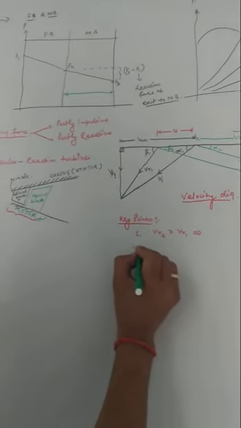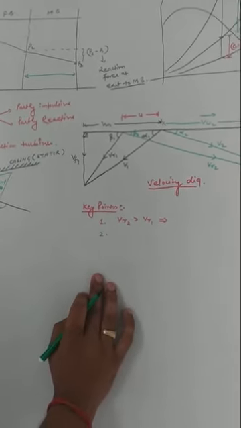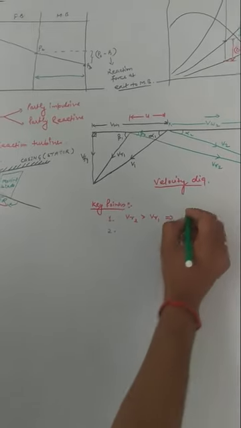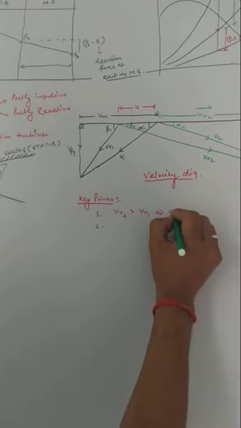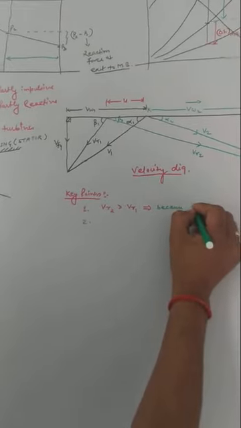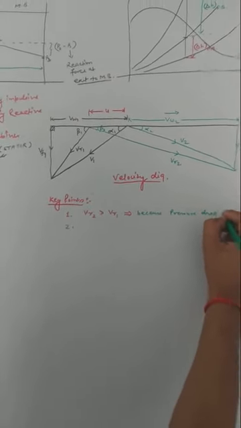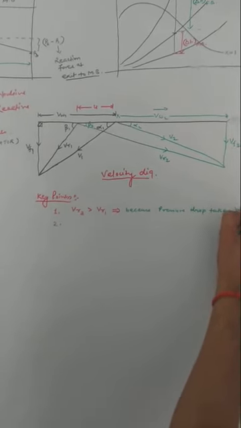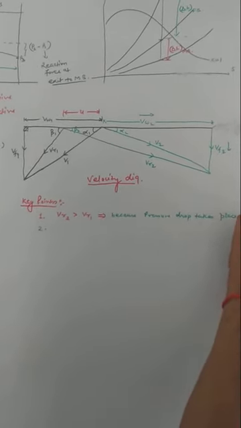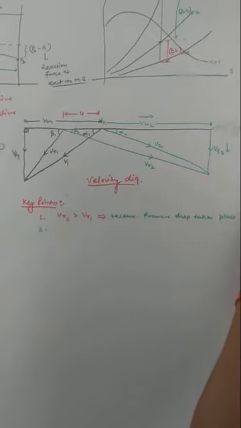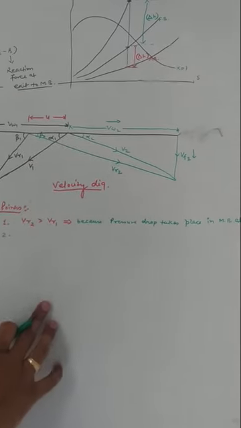Second point, you can write here, because the pressure drop takes place in the moving blade also, hence V2 is greater than V1.